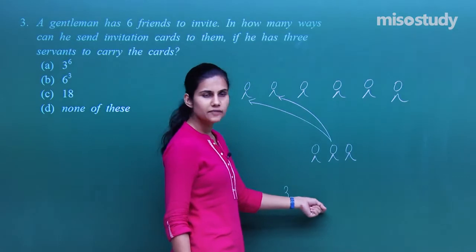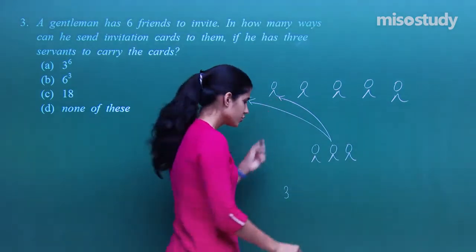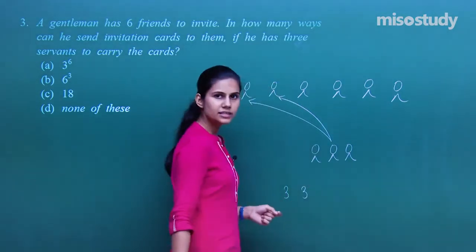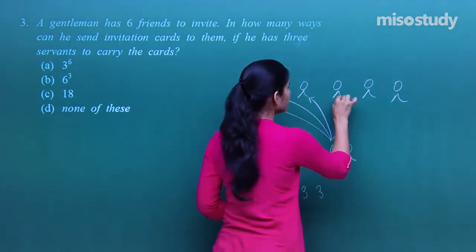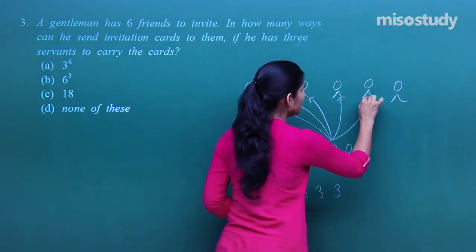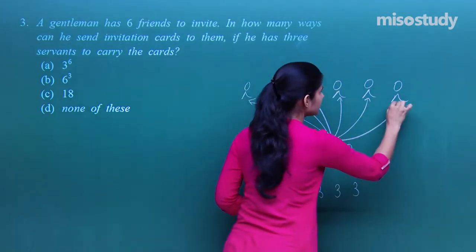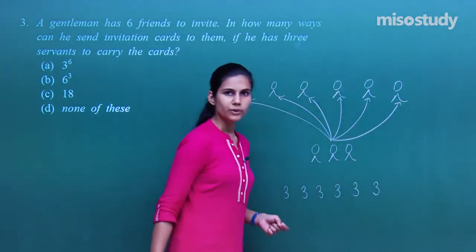Out of the 3 servants, anybody can go and give the card. So the second task can also be accomplished in 3 ways. Similarly, third task can also be accomplished in 3 ways. Fourth can be accomplished in 3 ways. Fifth can be accomplished in 3, and sixth can also be accomplished in 3 ways.